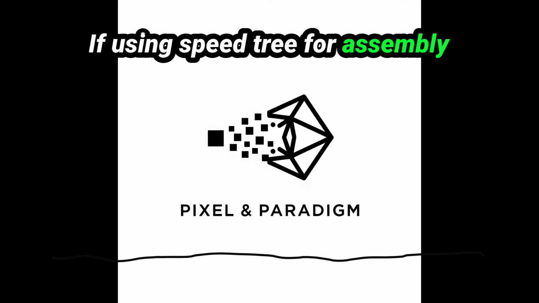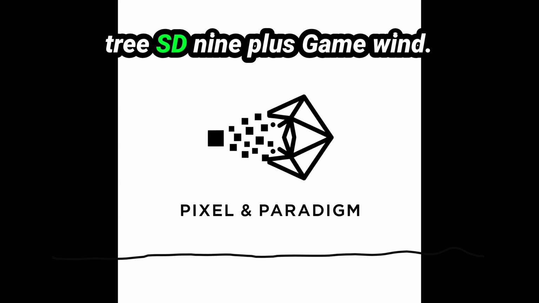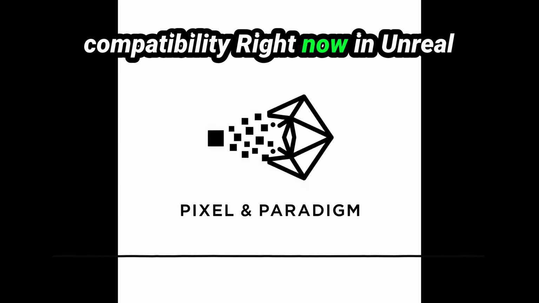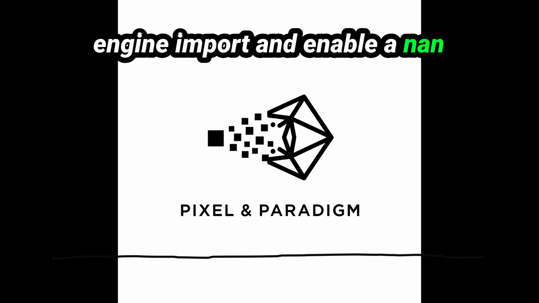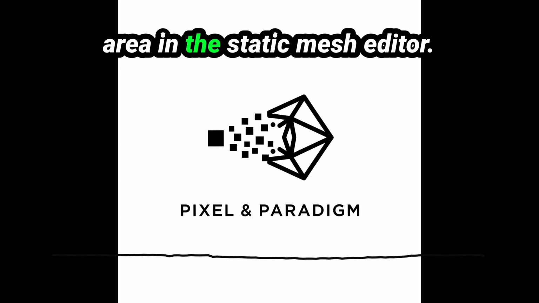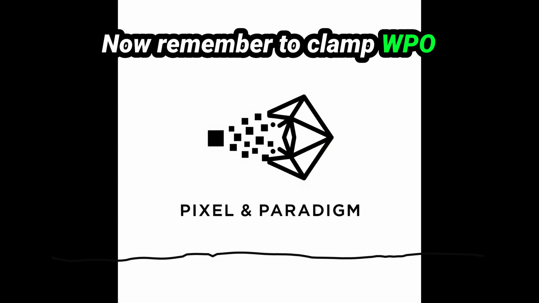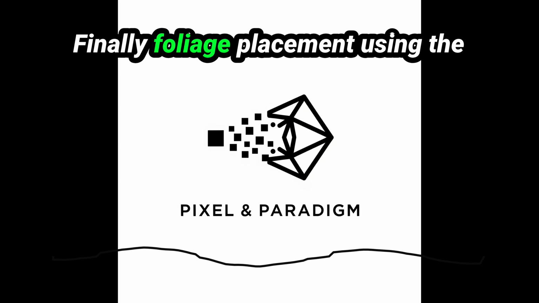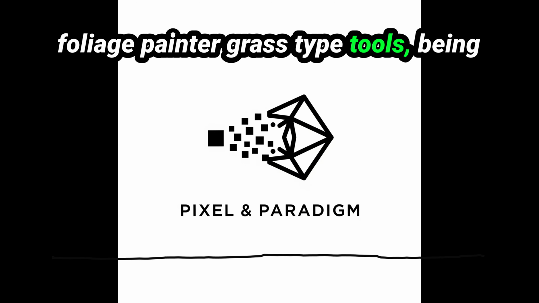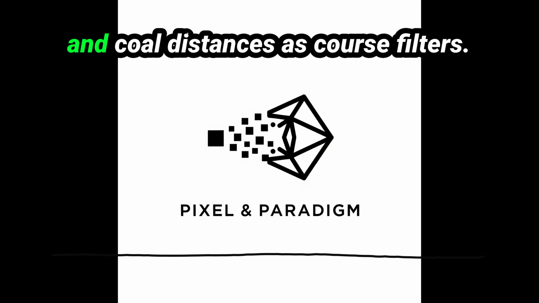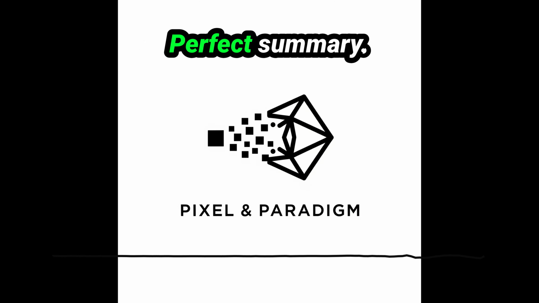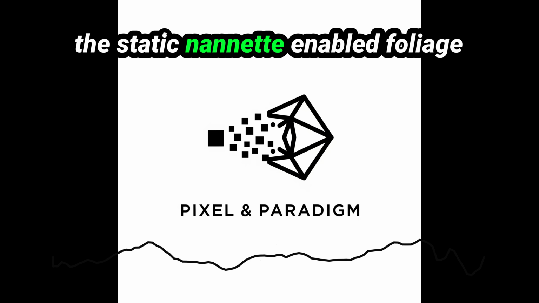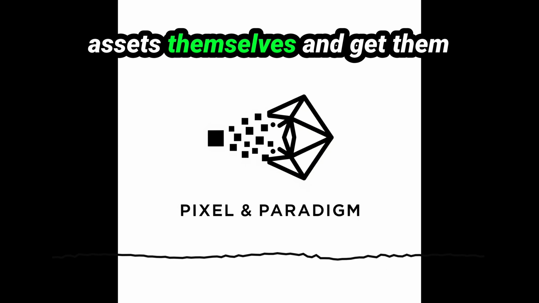If using SpeedTree for assembly, pay close attention to the SpeedTree.st9 plus GameWin export settings for the best Nanite compatibility right now. In Unreal Engine, import and enable Nanite, and crucially, check preserve area in the static mesh editor. And remember to clamp WPO material using that crucial max displacement setting in your material. Finally, foliage placement using the Foliage Painter grass type tools, being mindful of global instance limits and cull distances as coarse filters.